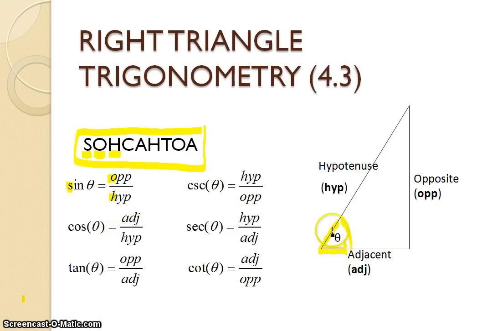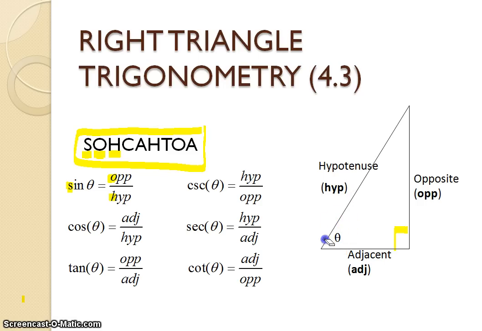So if you wanted to find sine of this angle, we're going to look at the opposite side, and we're going to put that over the hypotenuse here. So we have a right triangle, and we have an angle theta. We have an opposite side, we have a hypotenuse, which is opposite the right angle, and we have an adjacent side adjacent to the angle theta.